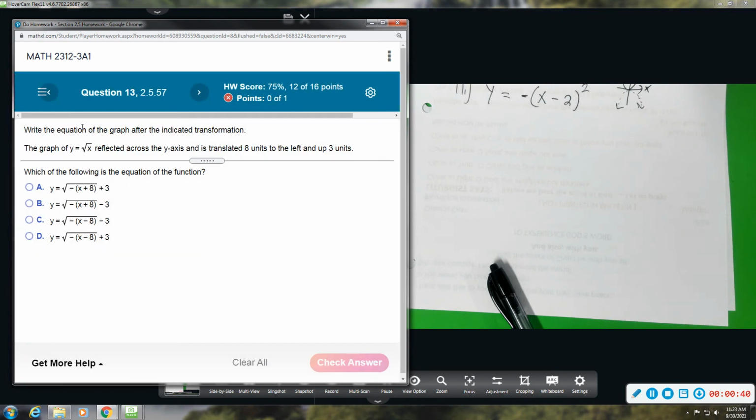All right, 13, we want to write an equation for the square root of x. It is reflected across the y. So when we reflect across the y, this time the negative is inside the grouping symbol with the x. So again, all of them have the negative inside the grouping symbol with the x. Translated 8 units to the left, so I'm looking for a plus 8. So A and B are the answer choices that have the plus 8. And then it is up 3 units, so plus 3, so that would be A. That would be the one that would match there.